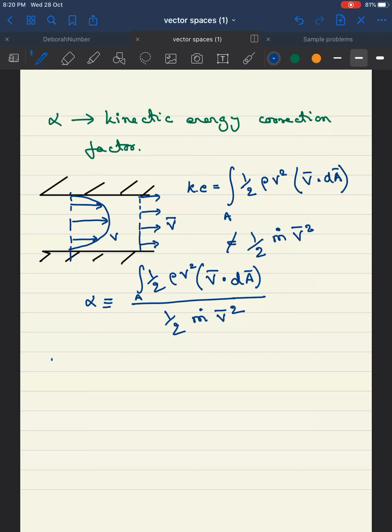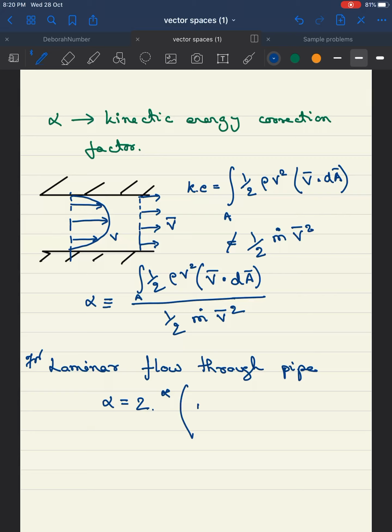Now for a laminar flow through a pipe, steady flow, where the cross section is parabolic, alpha actually comes out to be equal to 2. So I'm going to leave this to you. Please do it yourself and check.